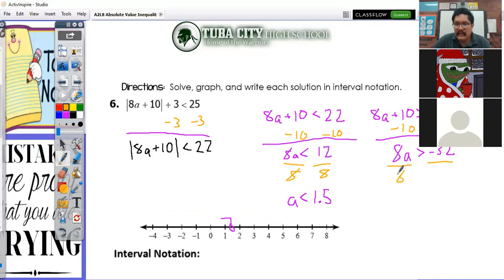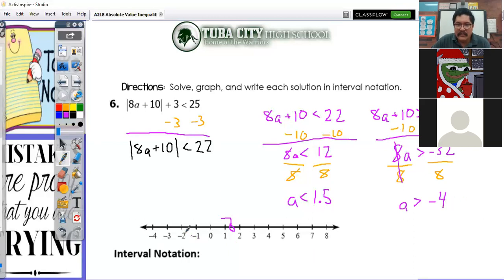Divide both sides by 8. So that cancels this out. A is greater than. Now again, you don't need to flip the sign because we're not using the negative to divide. It's just the negative number is being divided. So not exactly the same thing. So I don't need to flip it.